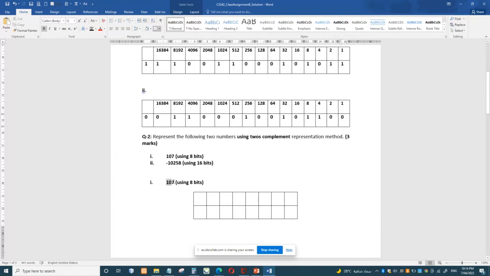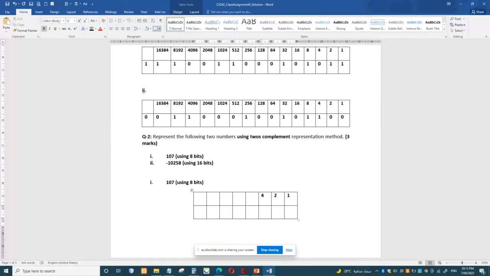You can see that we have a positive number first, 107, using 8 bits. So I have 8 boxes here. What we'll do is put the positional value. First positional value is 1. Then second positional value is 2. Then 4. Anyone having any question about how we calculate the positional value?